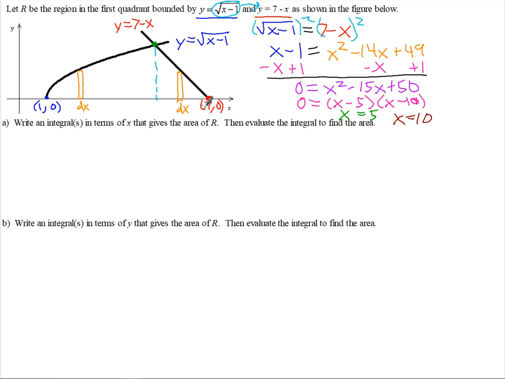But if you look at the graph, you can see the x coordinate right here is 1, the x coordinate right here is 7. So we know this has to be somewhere between 1 and 7. So 10 does not make any sense.